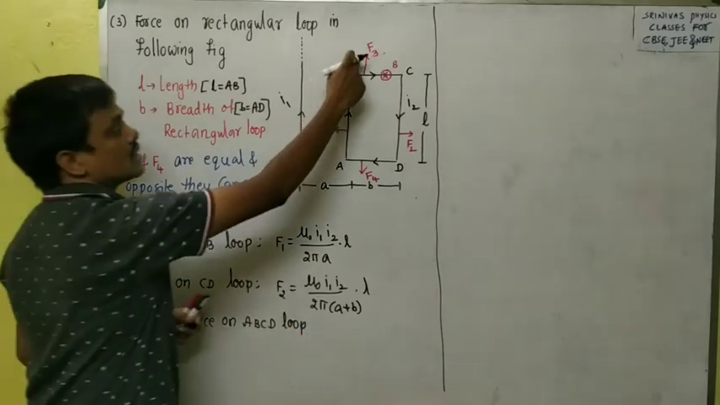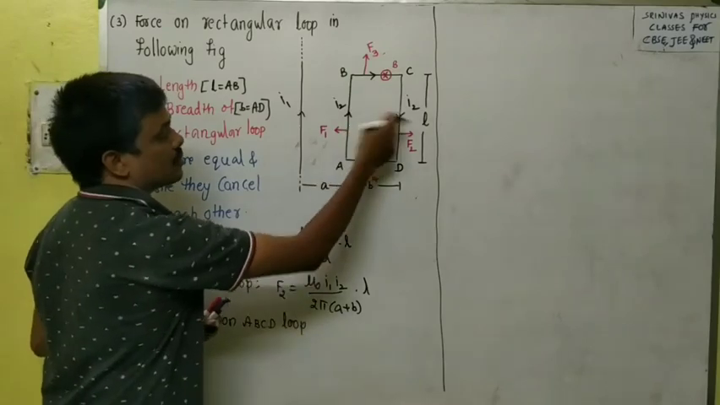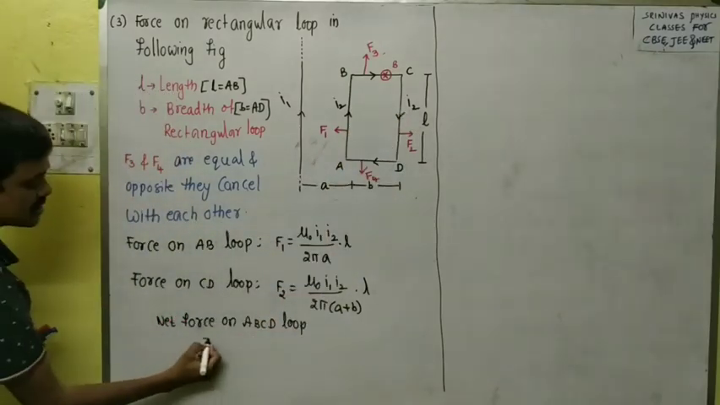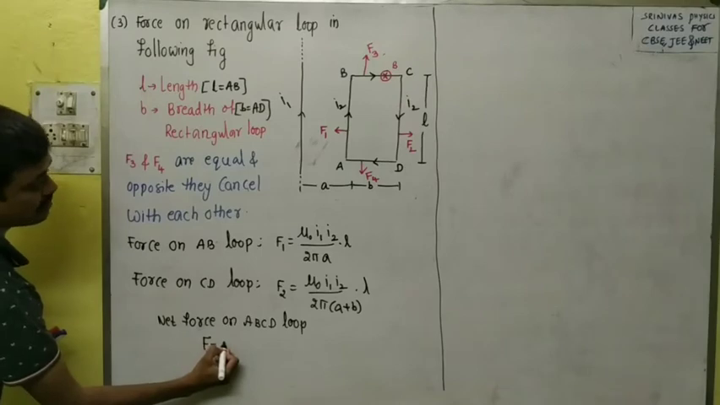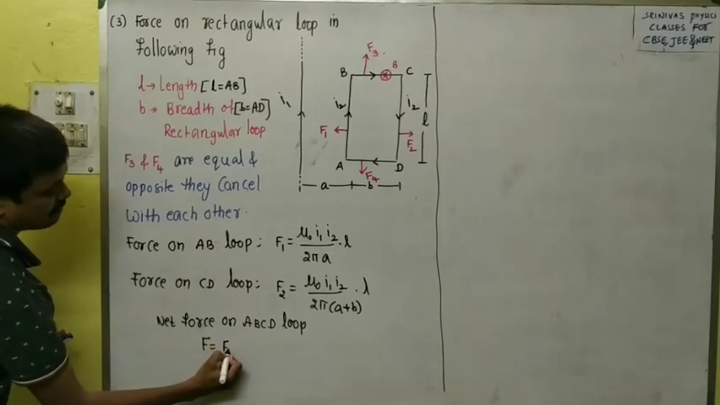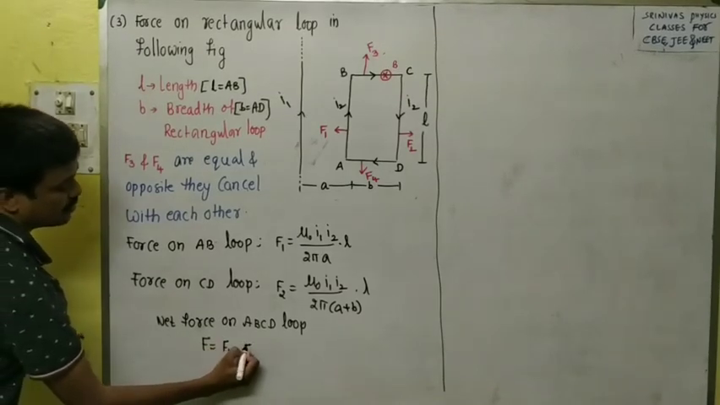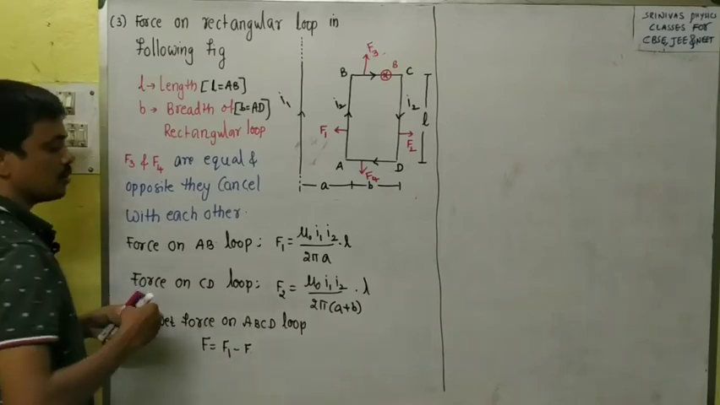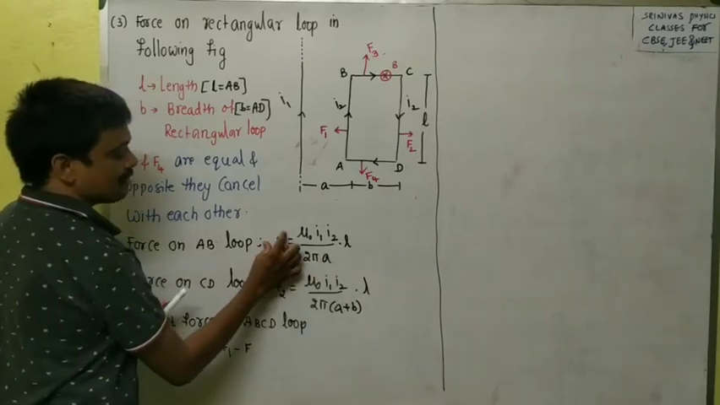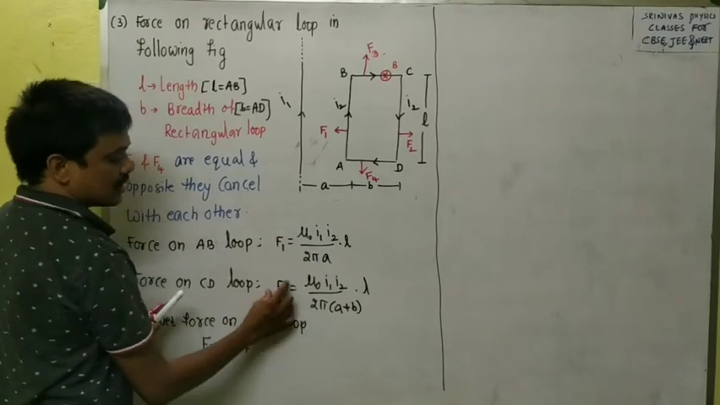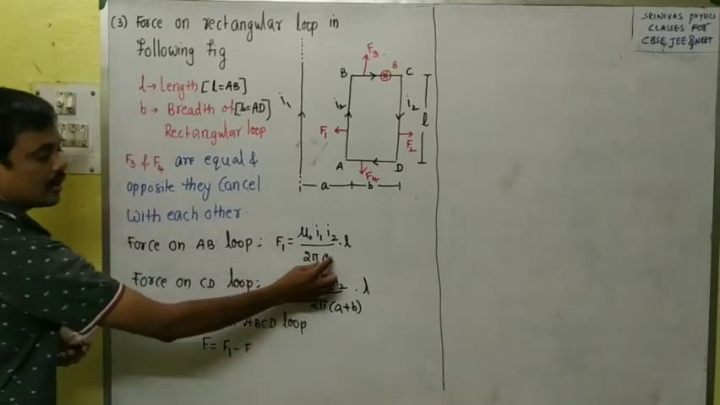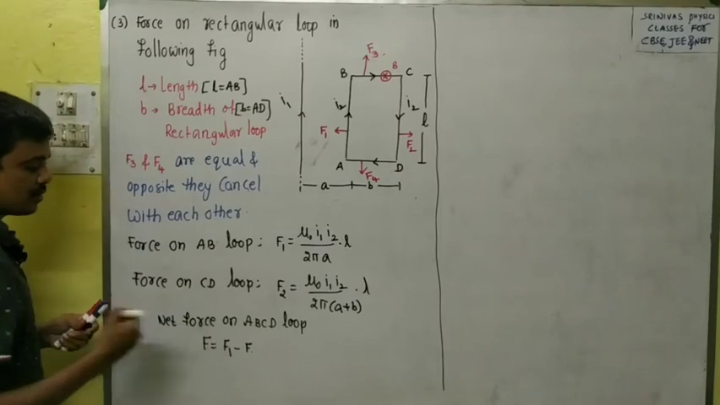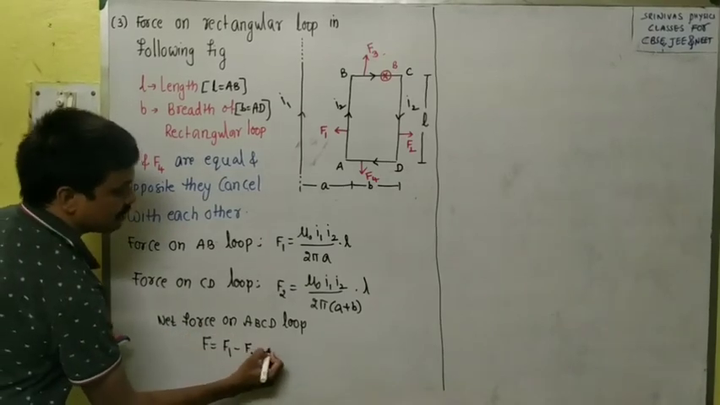Out of the 4 forces, 2 are cancelled and 2 are in opposite direction. Net force is equal to, we have to subtract them. That is F1 minus F2, or F2 minus F1. What we have to do? Which is more? Here A is less, so F1 is more. A plus B is more, so F2 is less. In the denominator, less means F1 is more. Write F1 minus F2.